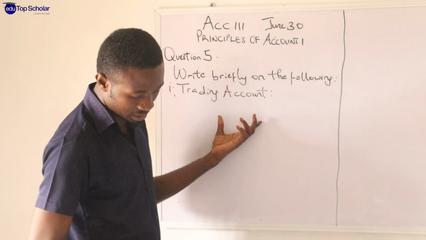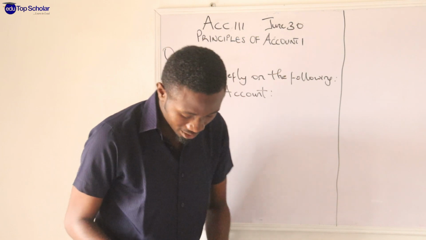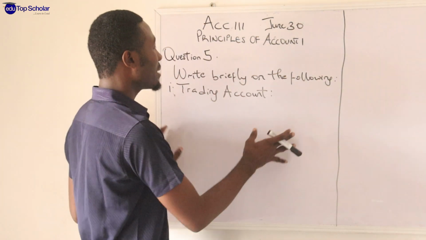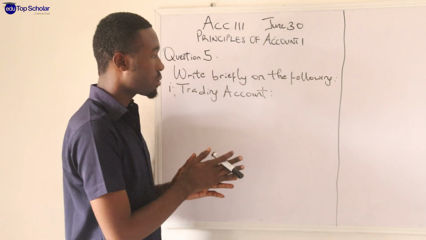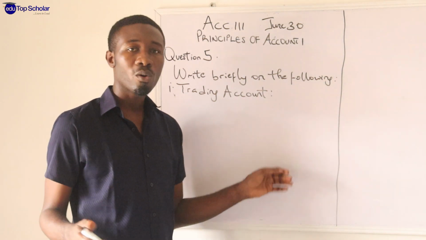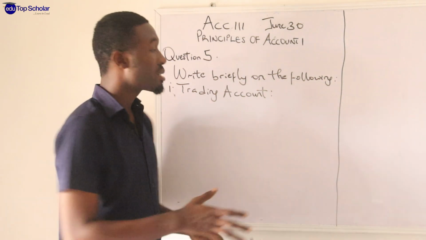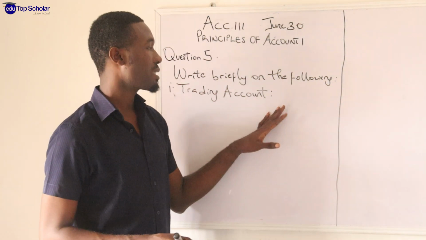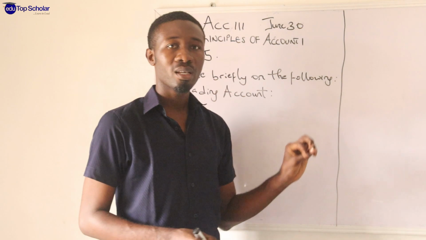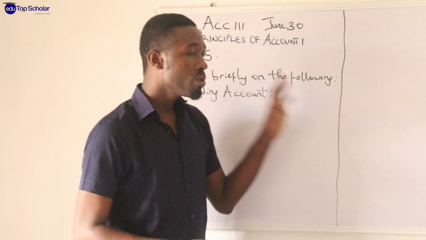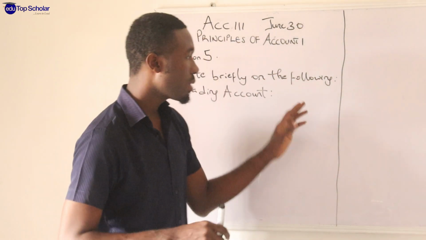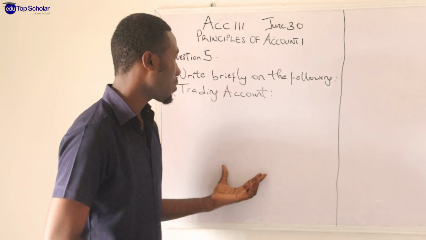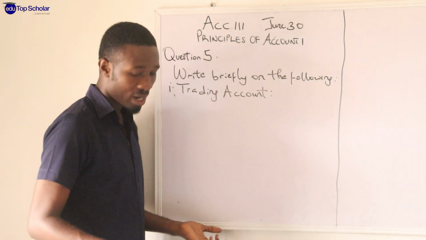So trading accounts in this case is the number 1. For accounting questions, when you are asked to write brief notes or to give brief information about any concepts, they don't need 10 lines, 5 lines. All they need from you are certain keywords in definition. When you write those keywords, you are fine. You will get your full mark. And in this case, it is just 2.5 marks per concept you are asked to identify.